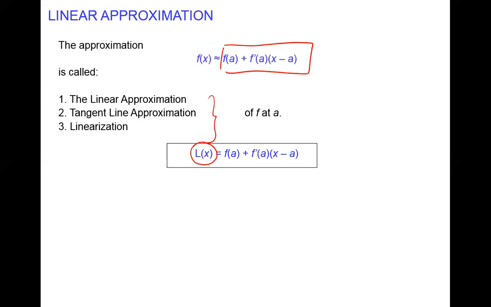But I would like to make a small comment. If for some reason you forget this equation, which states f of a plus f prime at a times x minus a, please remember this is nothing different from the tangent line at a. Previously, we were looking for the equation of the tangent line if the given point was provided. Please note that this is simply the equation of the tangent line. But using this equation as an approximation, we will call it linear approximation.